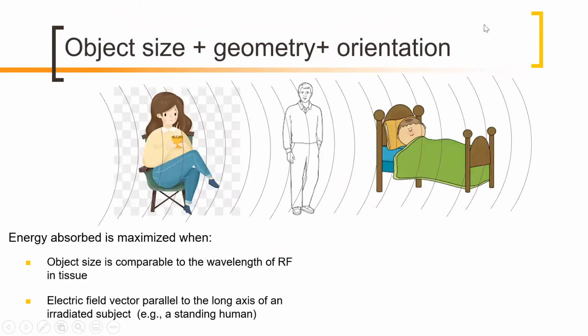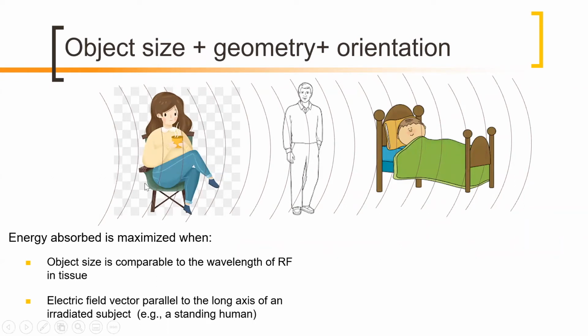Now, moving on to the orientation and the size of the object with respect to the incoming electromagnetic wave. For instance, if I'm sitting watching the TV or standing among the crowd or sleeping, the interaction of this wave with my body will depend on the object size as well as the shape of the object. For instance, we would not imagine the same amount of interaction with this subject as compared to a man standing or a baby sleeping. In that sense, there's maximum energy absorption when your object size is comparable to the wavelength of your RF field.